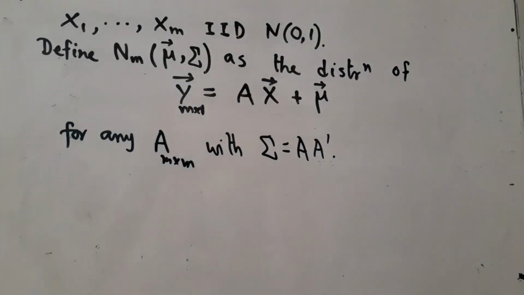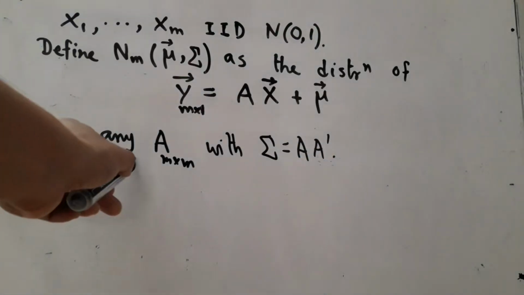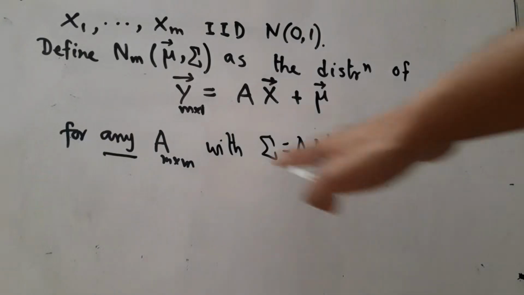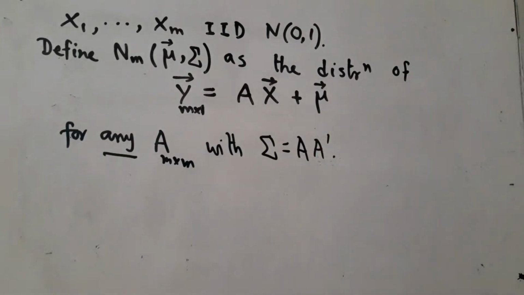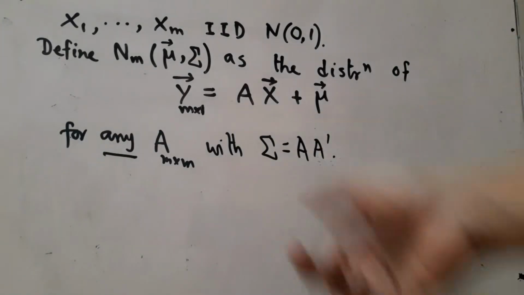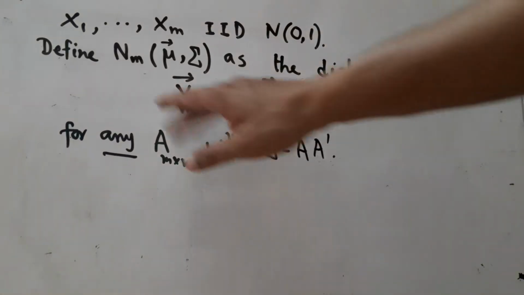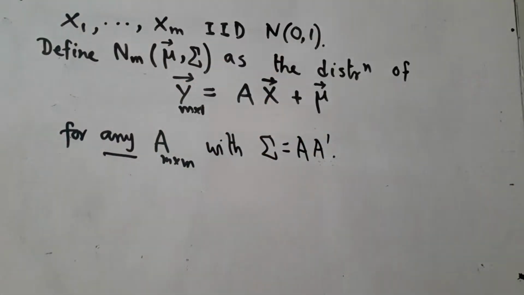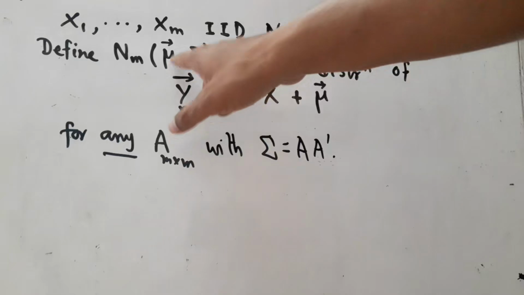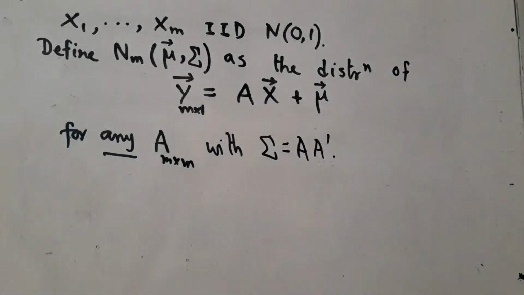Now the natural question was this word any, because there may be infinitely many capital A's for which this equation will hold. So we need some way of justifying that whatever A you choose, the distribution of the resulting y should be free of the particular choice of A. It should depend only on mu and capital sigma, and that is what we are going to prove in this video.